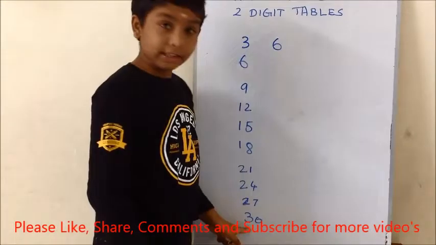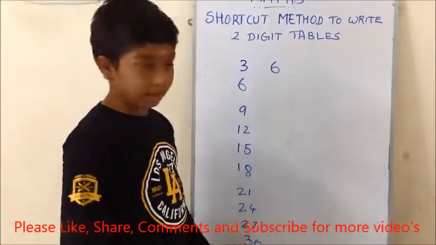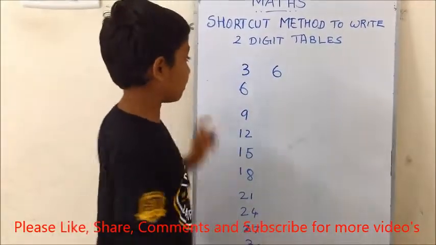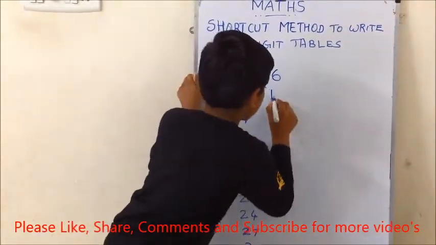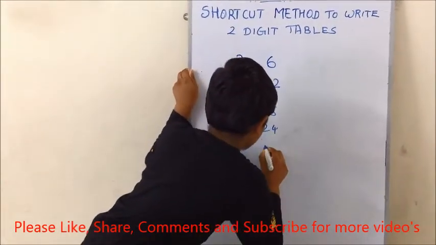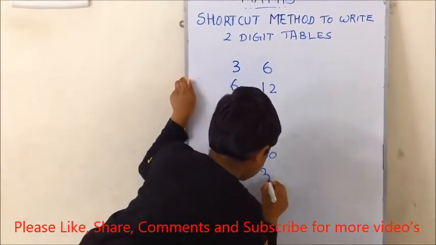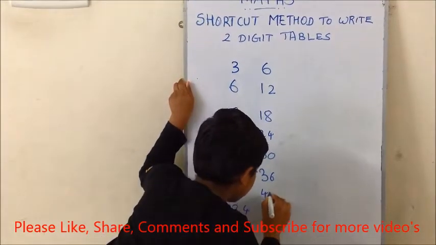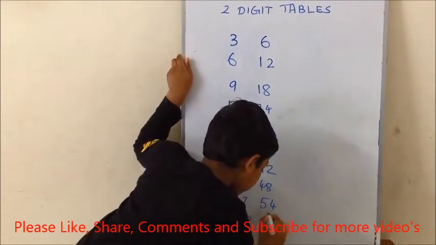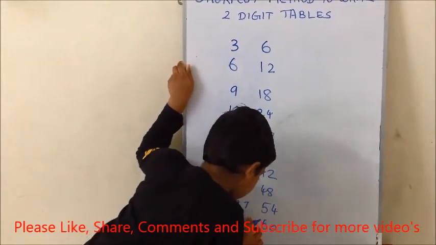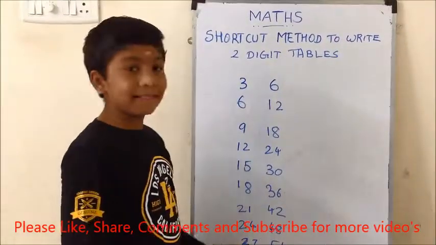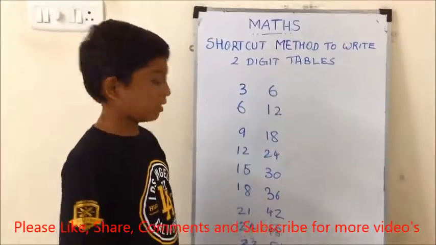Now we have written the 3 tables here. The next step is we need to write the 6 tables here: 6, 12, 18, 24, 30, 36, 42, 48, 54 and then 60. Now we have the 3 tables here and the 6 tables here.